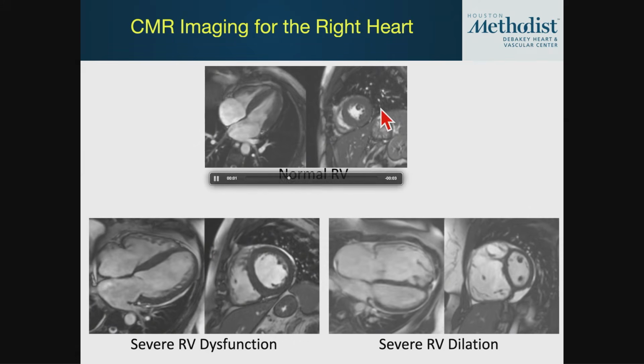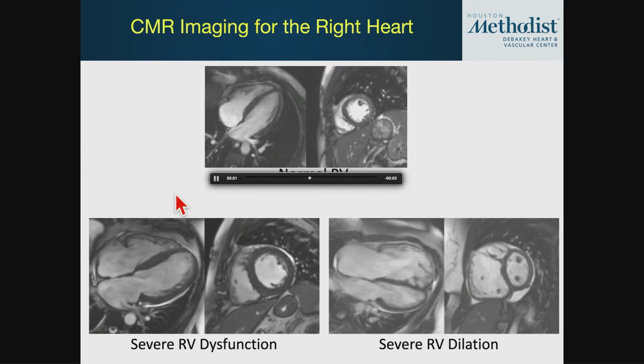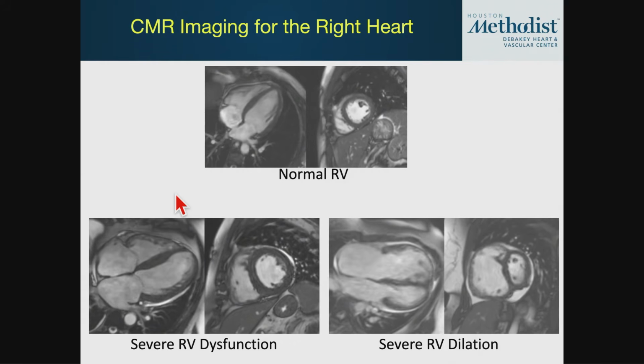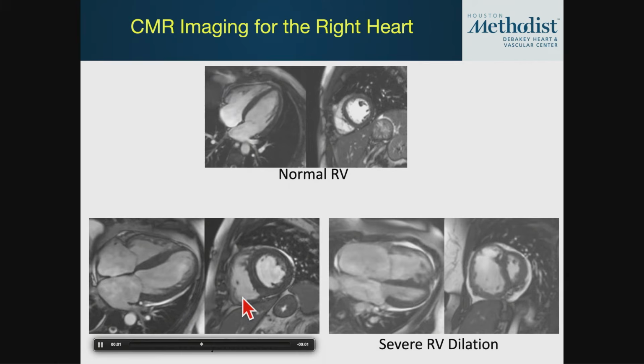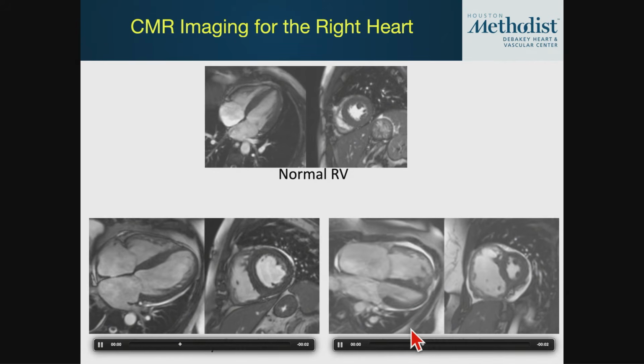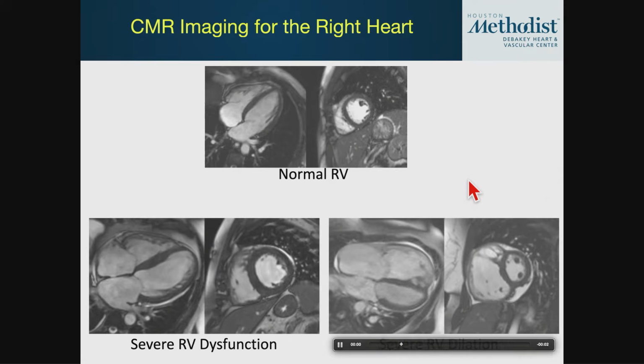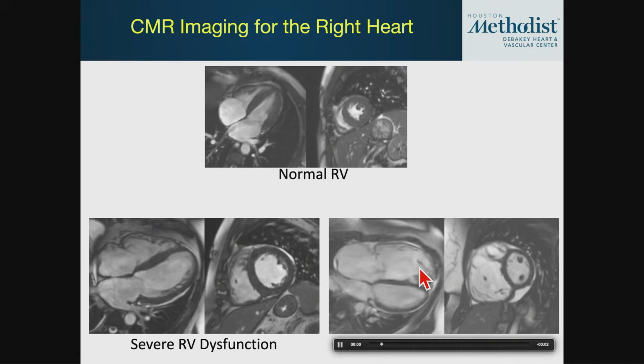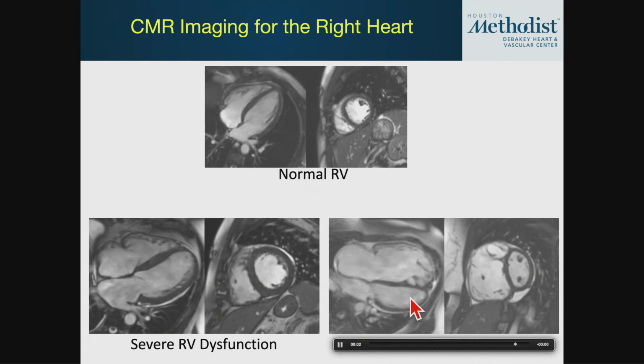Showing you some example cases of a patient with a normal right ventricle. A patient on the left-hand side here who has severe RV dysfunction. You can see this right ventricle is not moving much at all. And on the right-hand side, a patient with severe RV dilatation. And you'll notice in a patient with severe RV dilatation that the left ventricle can appear small.